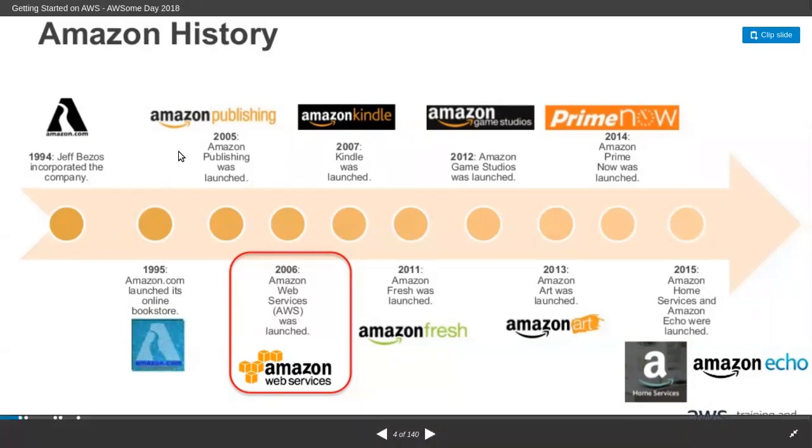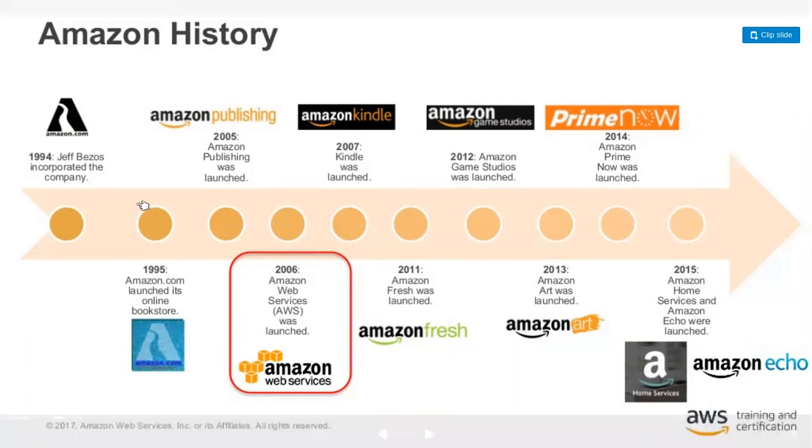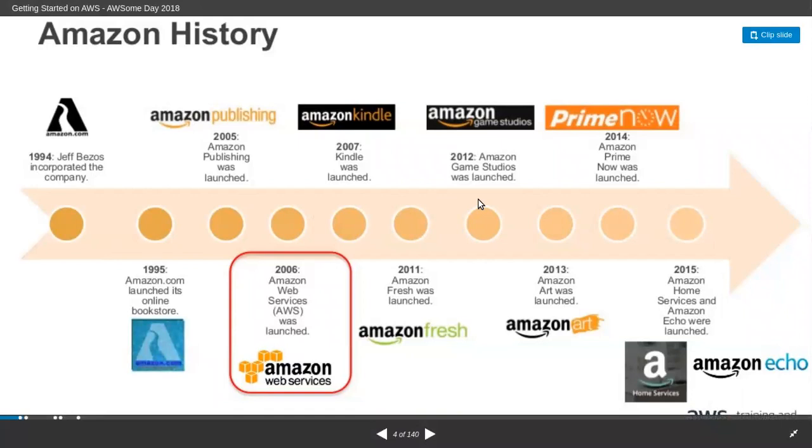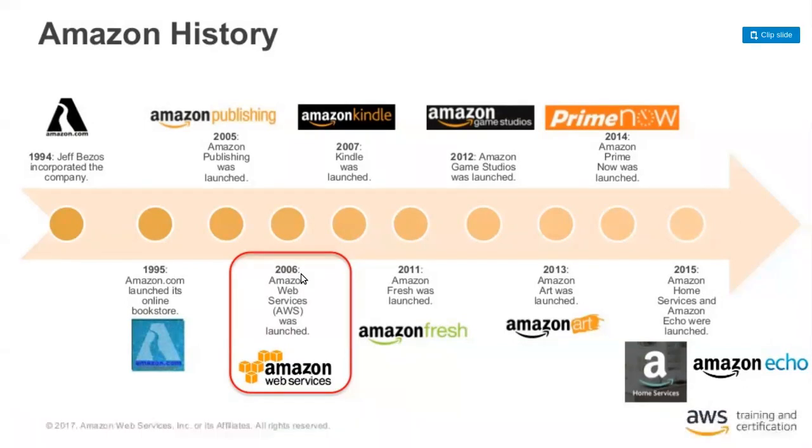So this is how the Amazon world started. They started sometime in 1994. Then you can see the way AWS got in, and AWS was there from 2006. So they thought they would have their own cloud and went on.